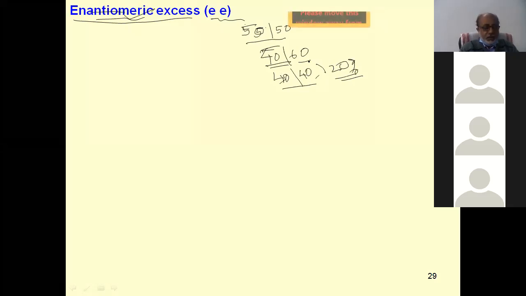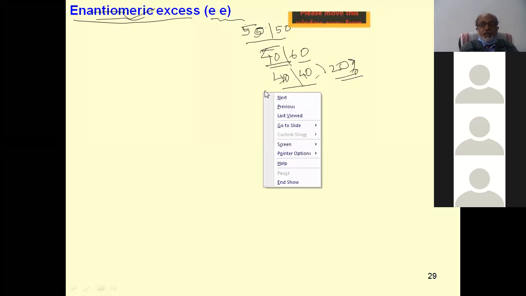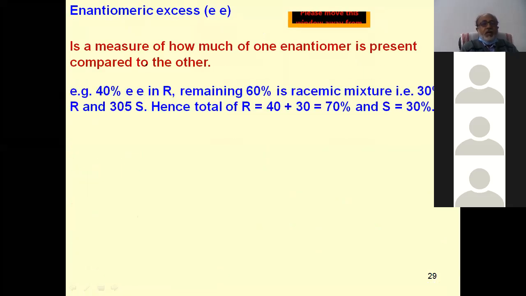So it's a very simple thing, enantiomeric excess. Let us go by definition. Enantiomeric excess, what is that? It is a measure of how much of one enantiomer is present compared to the other. Suppose, for example, 40% enantiomeric excess in R isomer. R is the configuration. Here the configuration is given, not the rotation.